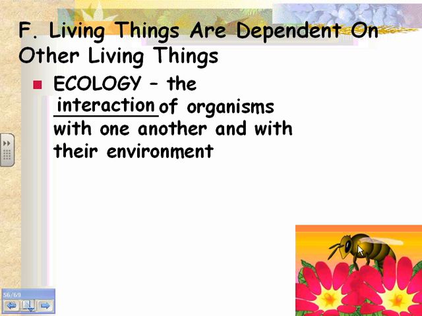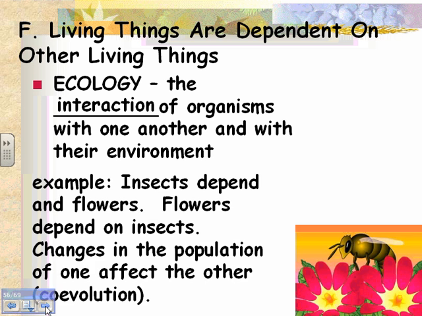So for example, the bee depends on flowers so that it can get nectar to feed itself and to feed its colony, and the flowers depend on the bee or other insects to move pollen from one flower to another flower so that they can reproduce. So an example is insects and flowers. Insects depend, I should say, on flowers. Flowers depend on insects. Changes in the population of one affect the other, and that's called coevolution.